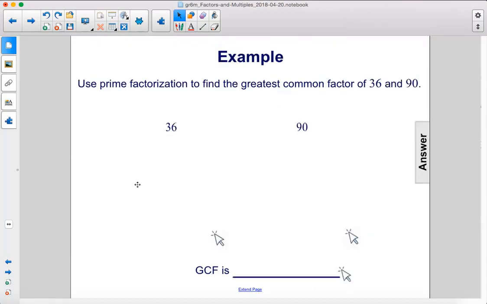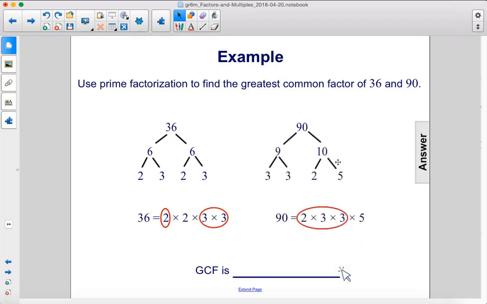Use prime factorization to find the greatest common factor of 36 and 90. For 36, we have 6 times 6, which is 2 times 3 times 2 times 3. For 90, we have 9 times 10, which is 3 times 3 times 2 times 5. So we have a 2, a 3, and a 3. Multiply those together, and we get 18.